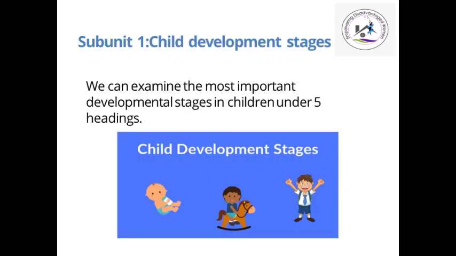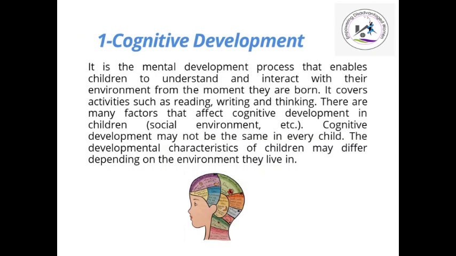Subunit 1: Child Development Stages. We can examine the most important developmental stages in children under 5 headings. 1. Cognitive development. It is the mental development process that enables children to understand and interact with their environment from the moment they are born. It covers activities such as reading, writing, and thinking.